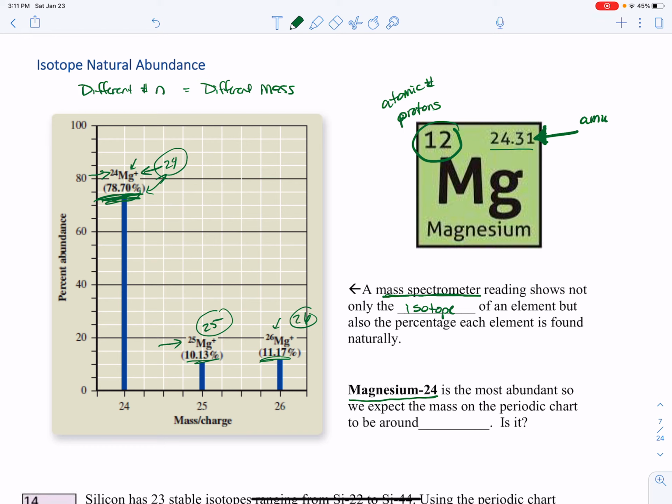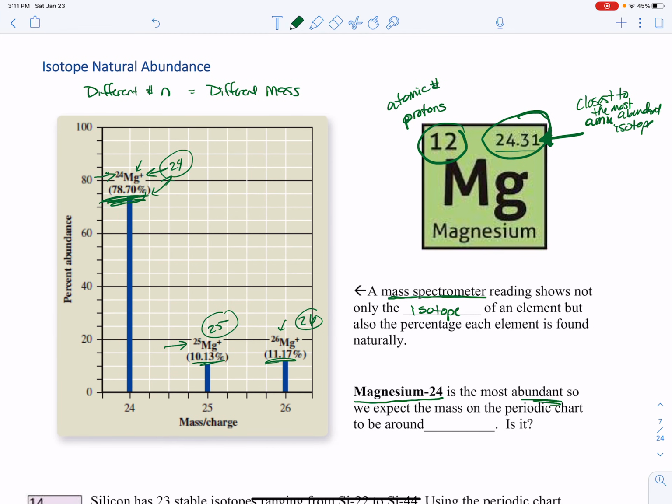On this page, I'm going to be showing you the shortcuts. If you know something is the most abundant, it's going to tell you that the mass of that element is going to be closest to the most abundant isotope. And we're going to be expecting the mass on the periodic chart to be around 24. And it's around 24. It's a little bit more, and it is important that it's a little bit more than 24. It would make sense for it to be a little bit more because the other isotopes weigh more than magnesium 24, and they matter some also.